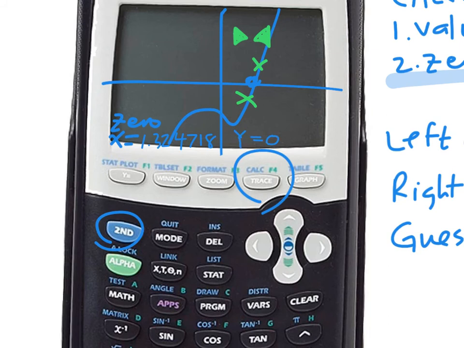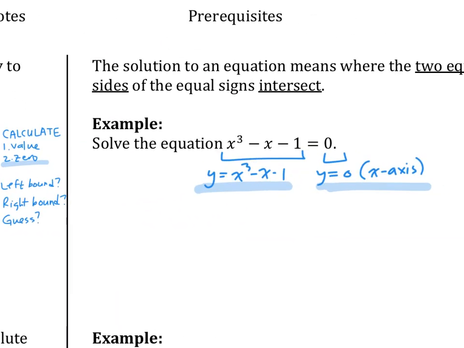So please do not just trace your graph and randomly get as close as you can to the x-axis, because y is not going to be 0. So let the calculator calculate for you. All right, so this is the answer for this question, which is x equals 1.324718. You can stop at 3 digits, so 1.325, round up, and that would be perfect.